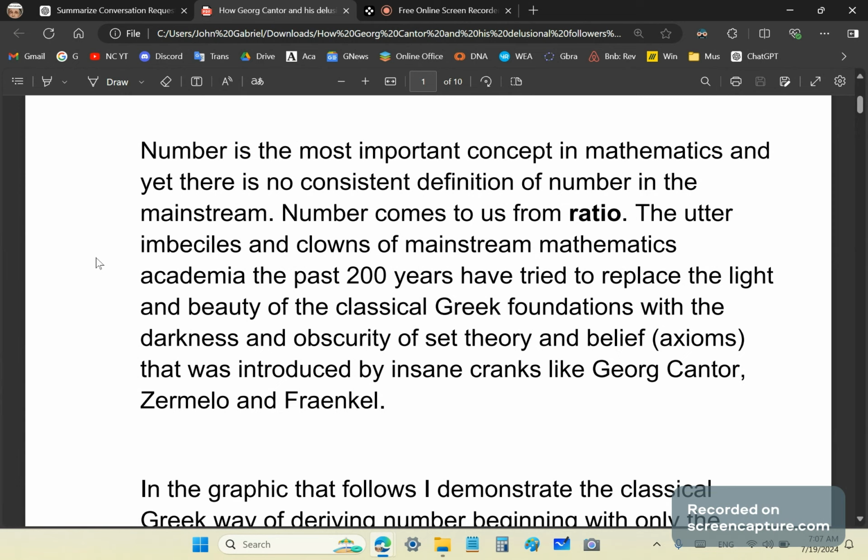So what happened is that mainstream math academics failed dismally to understand what Euclid was trying to do, and unfortunately even those who call themselves fluent in Greek and are descendants of the ancient Greeks have also failed to understand these things. As a result, we have the obscurity of set theory and the belief of axioms that were introduced by people like Zermelo, Fraenkel, and of course predated by Cantor.